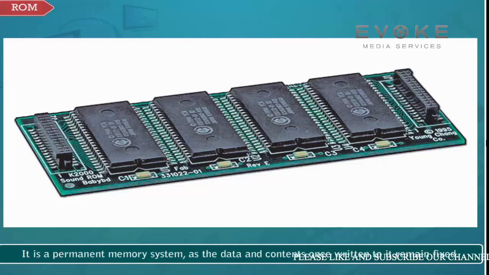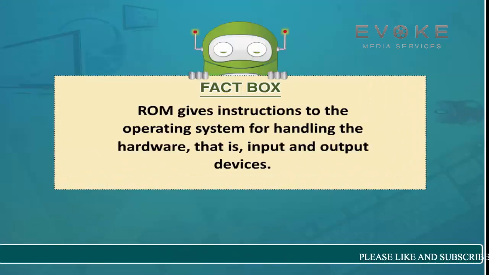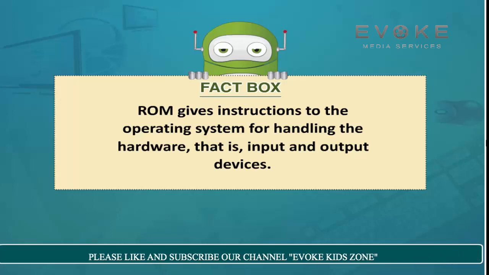It is a permanent memory system, as the data and contents once written to it remain fixed. The contents never change even if the computer is turned off. For this reason, ROM is also called non-volatile memory. Fact box: ROM gives instructions to the operating system for handling the hardware, that is, input and output devices.